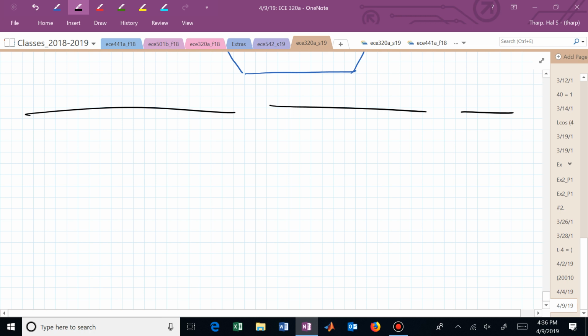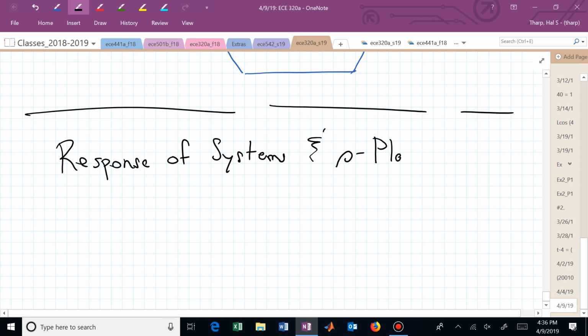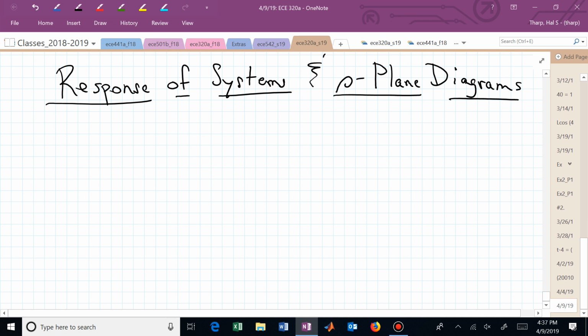We want to now talk about systems and how they respond. So let's now look at response of systems and S-plane diagrams. S-plane diagrams are going to be poles and zeros.